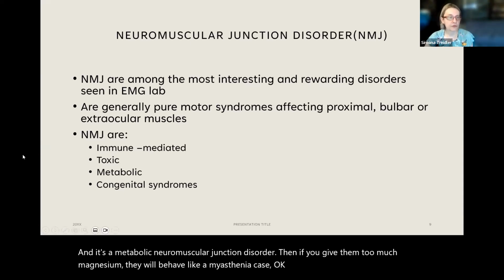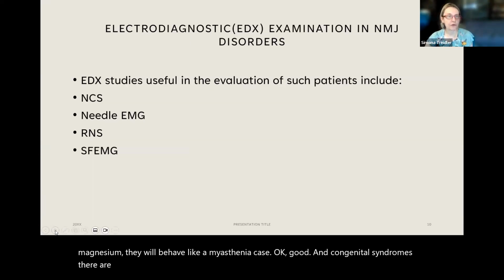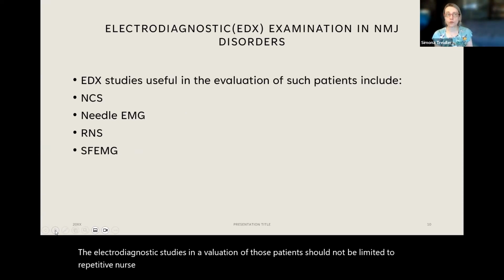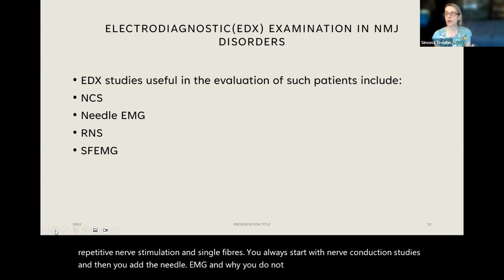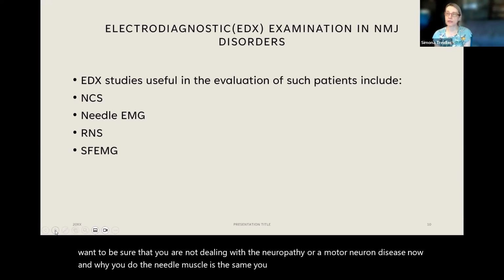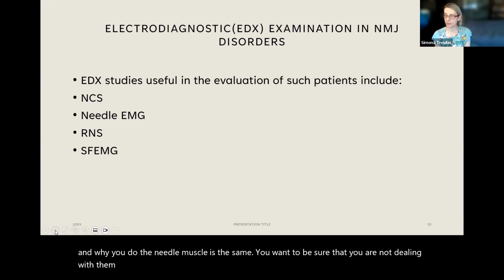Good, and congenital syndromes, there are congenital myasthenic syndromes. The electrodiagnostic studies in evaluation of those patients should not be limited to repetitive nerve stimulation and single fibers. You always start with nerve conduction studies and then you add the needle EMG. Why do you do nerve conduction studies? Because you want to be sure that you are not dealing with a neuropathy or a motor neuron disease. And the needle muscle is the same. You want to be sure that you are not dealing with a myopathy, a neuropathy, or a motor neuron disease.